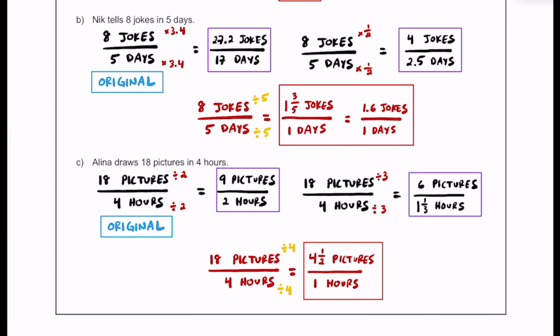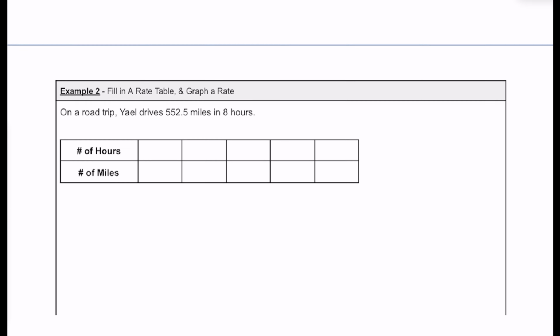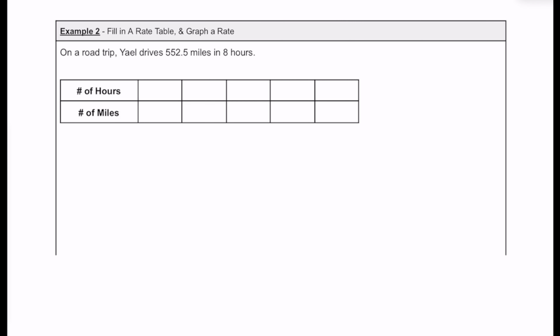Now that we hopefully understand that a little bit better, let's try filling in a rate table and also graphing a rate. All right, so in this situation, we see that Yael is going on a road trip and is going to cover or drive 552.5 miles in a span of 8 hours. So let's go ahead and write that rate down, the original rate here.